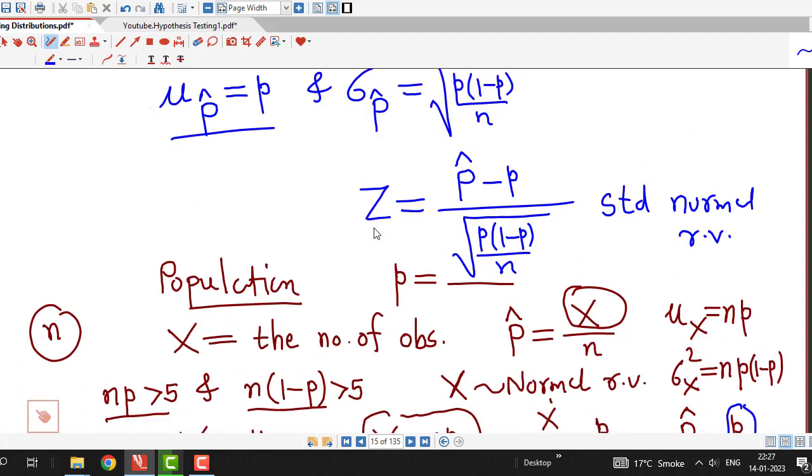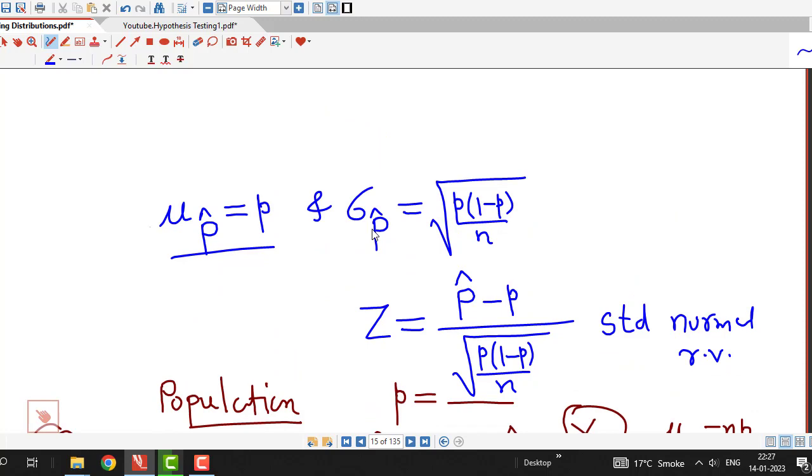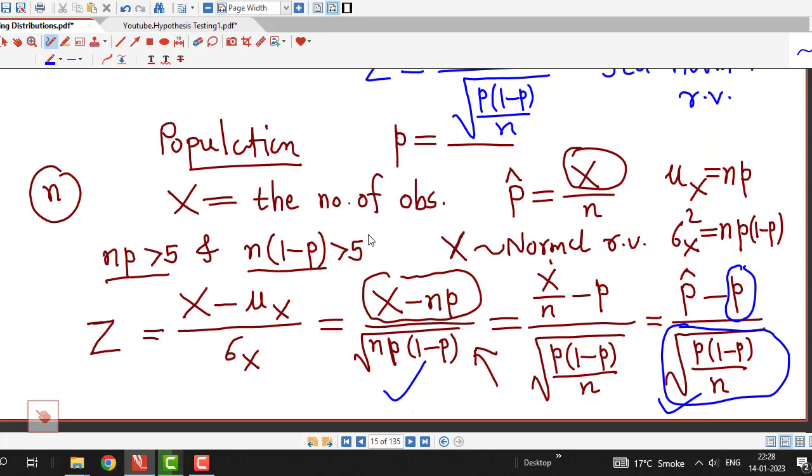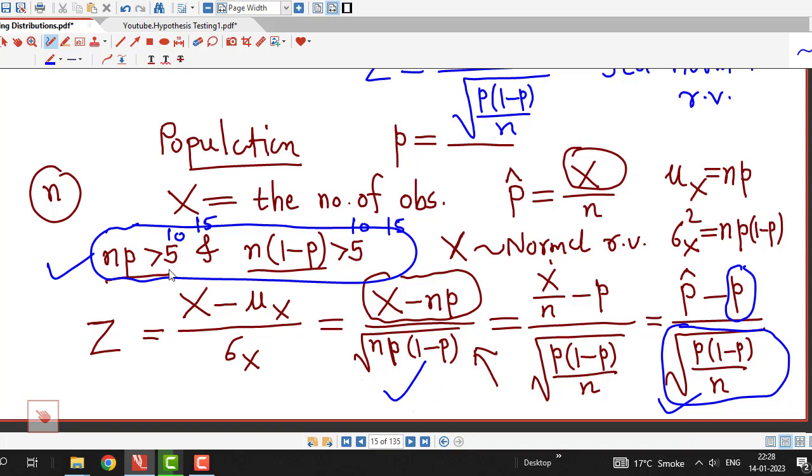So we will keep this in mind, and this is true for large samples, and for that we will remember this condition. Some sources consider 10 instead of 5, and some sources consider 15 also, but all are reasonable conditions which we can use. We will follow this 5 for the requirement of normal distribution.